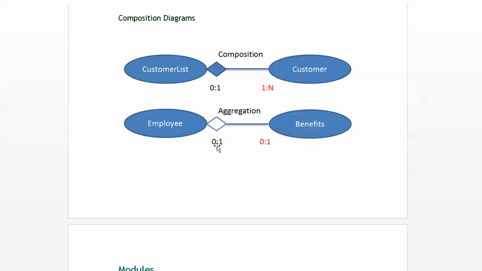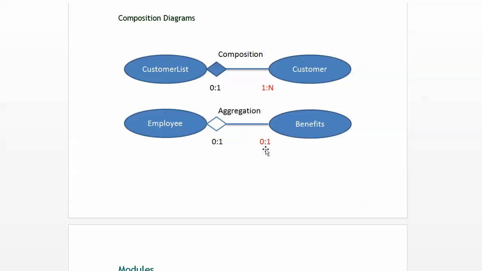If you have an employee, you either have one or you don't. And if you do, the relationship between that and benefits is loosely bound. That's what the empty diamond says. It's an aggregation. And you can either have benefits or not, 0 or 1.